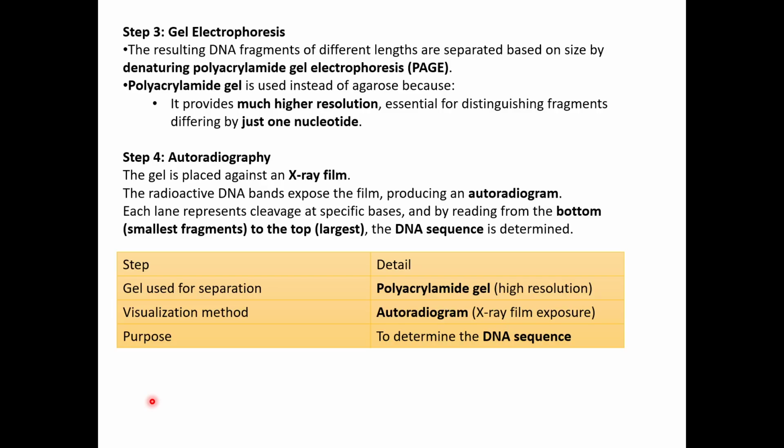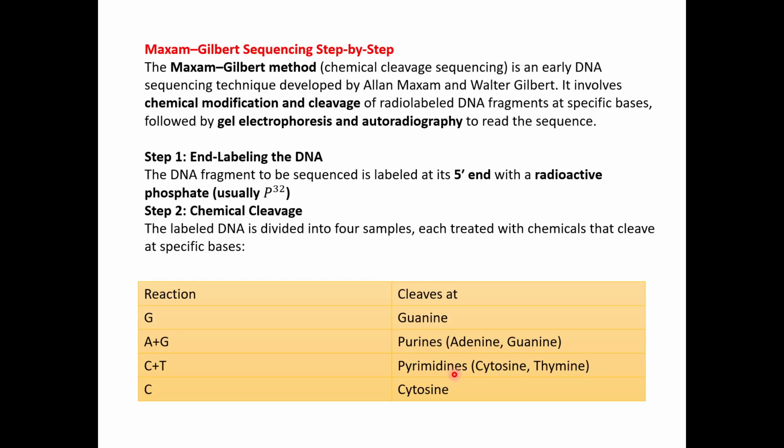So basically, the gel used for separation here is polyacrylamide gel, because of its high resolution to differentiate even a single nucleotide change. The visualization method is autoradiography, which gives you an autoradiogram, that is X-ray film exposure. And the purpose is to determine the DNA sequence. So this was regarding the Maxam-Gilbert sequencing of DNA.